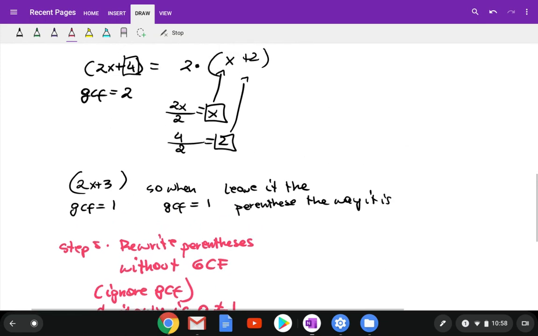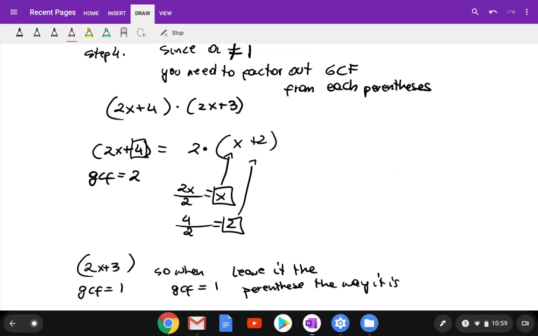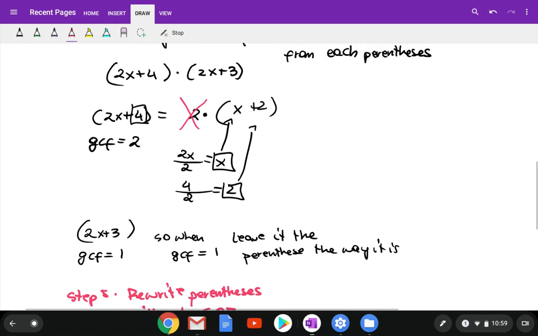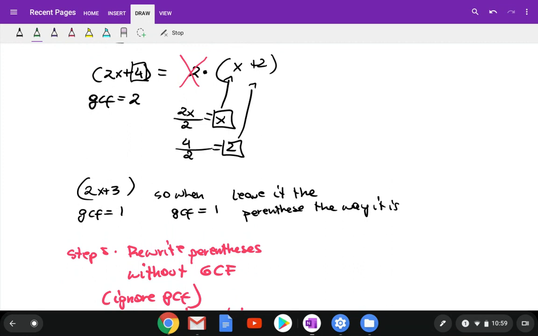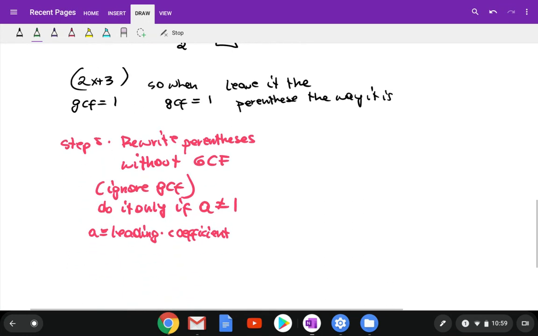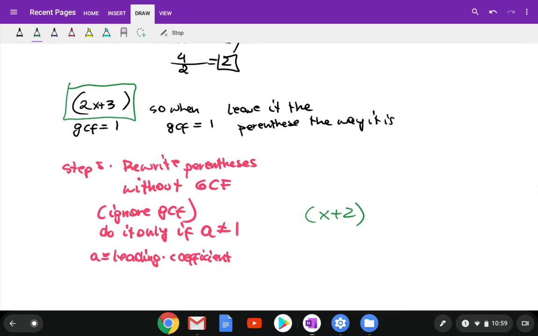So how does that look in our example? When we factor out that GCF, you're going to ignore it. So we're going to rewrite the first parenthesis without the GCF, which is x plus 2, right here. The second parenthesis had a GCF equal to 1, so technically we keep the original because there's nothing to factor out. So you just rewrite that as 2x plus 3. Okay, so this is the final answer.